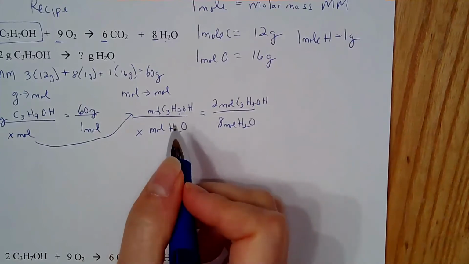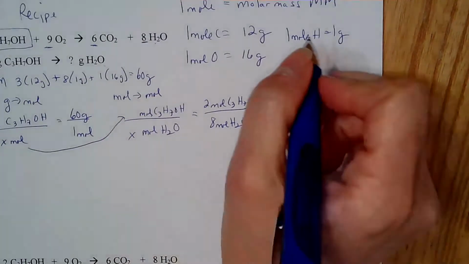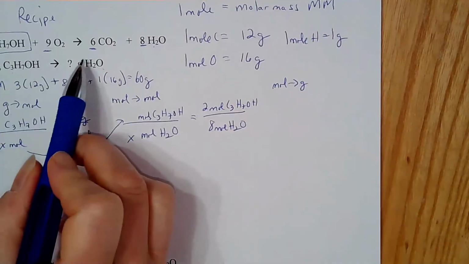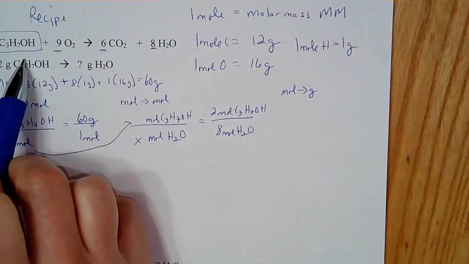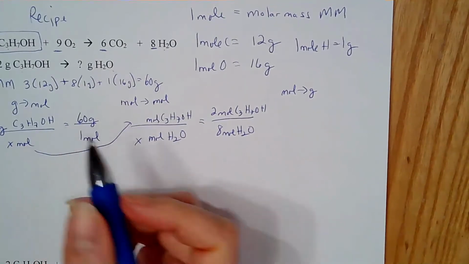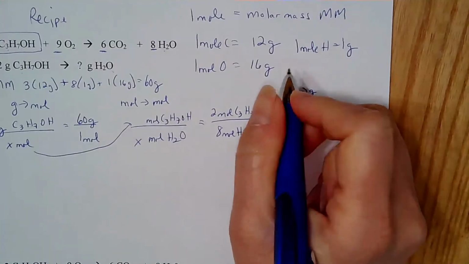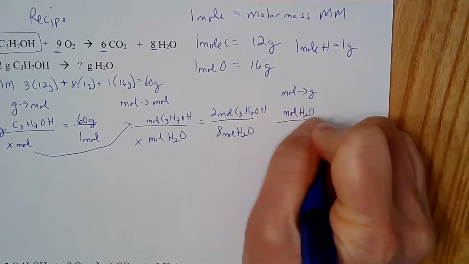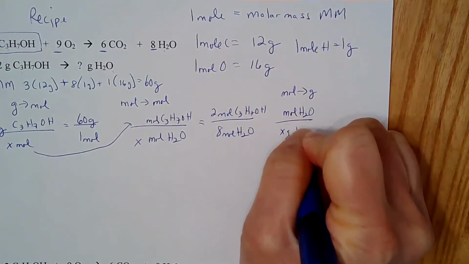So once I get the number of moles of water, then all I've got to do is convert the moles back to grams, because all of these are going to be what we call gram to gram problems, meaning you're starting with grams and you're going to grams. So I'm going to take the moles of water, and I'm going to see how many grams that's going to be of water.